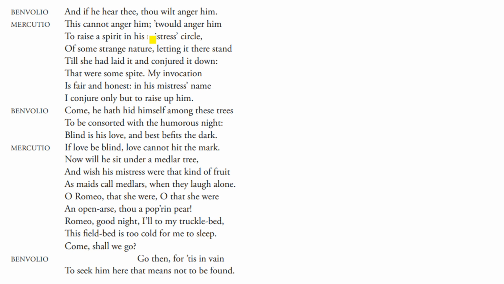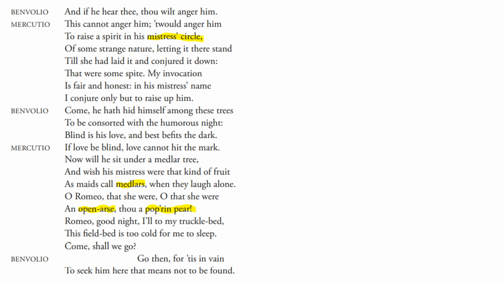So we have the idea of a mistress's circle that links to women's genitalia, as well as the medlar, which is an apple-like fruit that hangs from the tree, again linking to female sexual organs. The same with the phrase open arse, which is slang for medlar, and again, therefore referencing female sexual organs. Then we also have a reference to the poprin pear here, and this is a pear that is shaped like male genitalia. So that is a quite explicit reference to sexual intercourse.